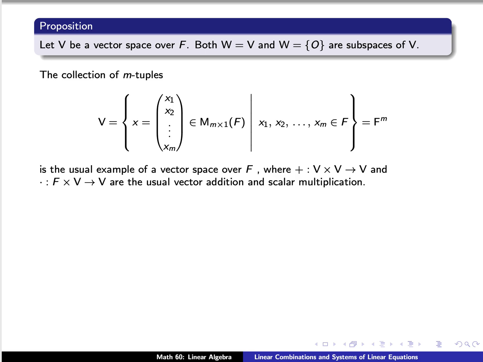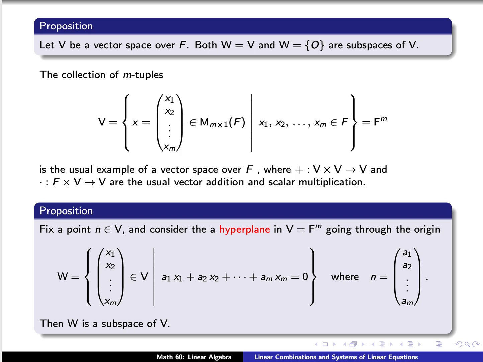As another set of examples, let's consider the m-tuples over F. That is, we'll consider an array where we have coordinates x1, x2, and so on through xm, where each coordinate x sub i is in our field F. This, recall, is a vector space over F if we use the usual vector addition and scalar multiplication.